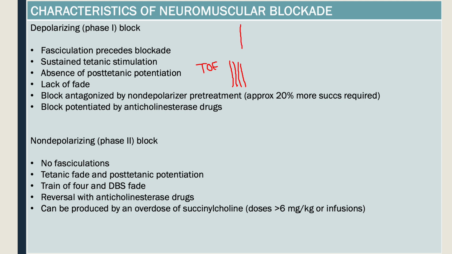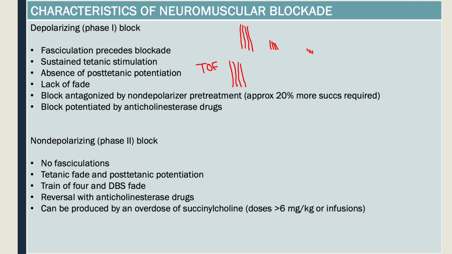Okay, so if this is normal train of 4, when you give succinylcholine, this is what will happen. This is your initial twitches. You're stimulating, boom, boom, boom, boom. They're all the same. Then they're going to be less. You're going to have less of a response if you do the train of 4. And finally, it's going to be minimal to none. And I said that word fade.